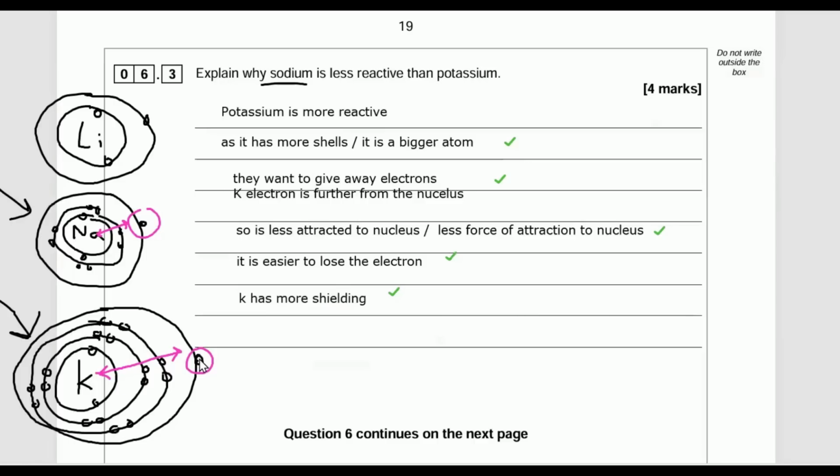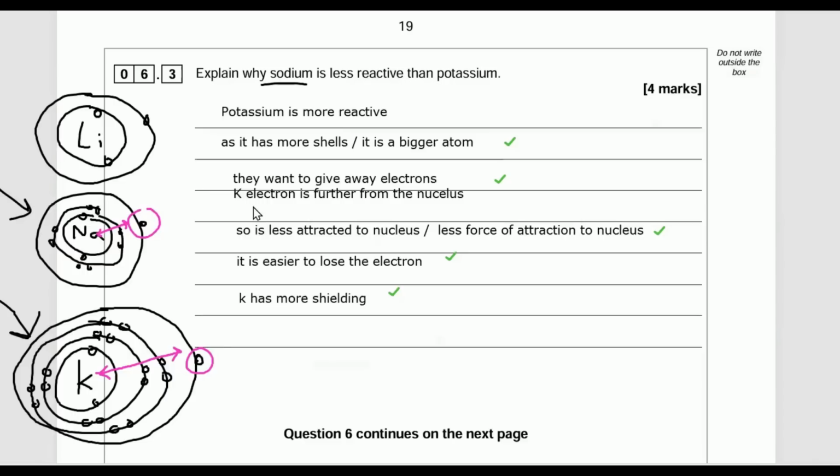What does that mean? This outer electron is blocked from the positive charge by 1, 2, 3 shells in between, blocking that attraction. Imagine something's trying to pull you, but there are 4 barriers or 3 barriers in between. It's more than the 2 barriers that sodium has there, blocking that electron from the nucleus. So we call that shielding. There's extra shielding. The shells shield the outer electron from the nucleus.